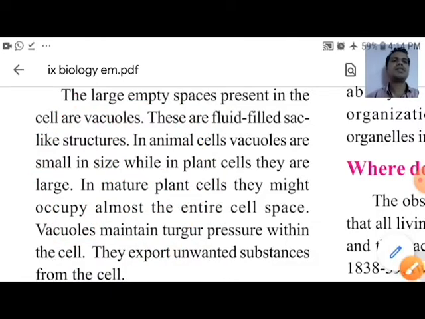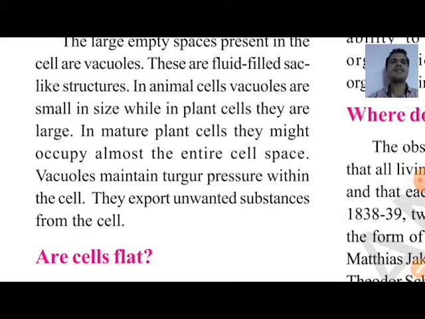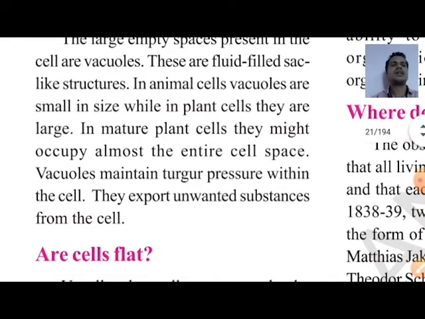Now in animals the vacuole size is very small, and in plants the vacuole size is very large. In mature plants they might occupy almost the entire cell space. Vacuoles maintain turgor pressure within the cell. What is the meaning of turgor pressure? Turgor pressure is nothing but applying some force on the walls, so that the walls cannot be damaged. And they export unwanted substances from the cell to the outer area. Now let us see some video reference for these vacuoles also.